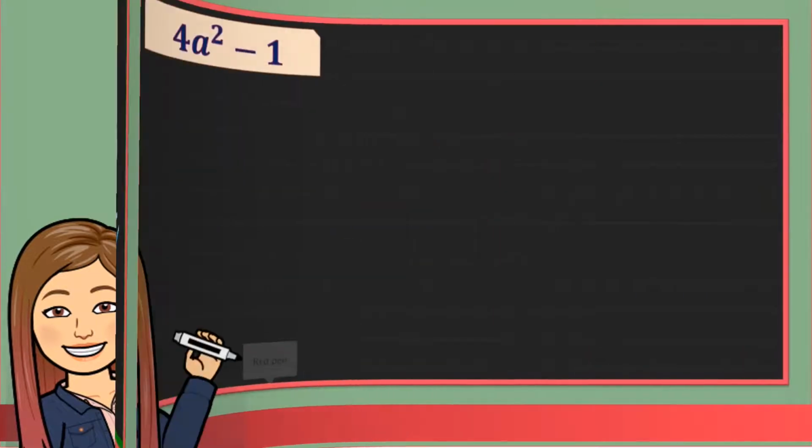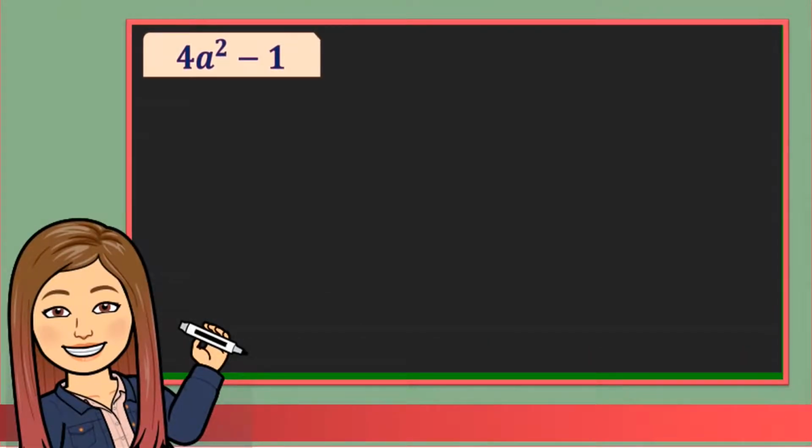So let's try factoring 4a squared minus 1. The first term 4a squared. Let's see if it is a perfect square. 4 is a product of 2 times 2, so it is a perfect square. A squared, the exponent 2 is divisible by 2, so that is also a perfect square. The second term 1 is also a perfect square as it is a product of 1 times 1, and the middle sign is minus. So let's proceed.